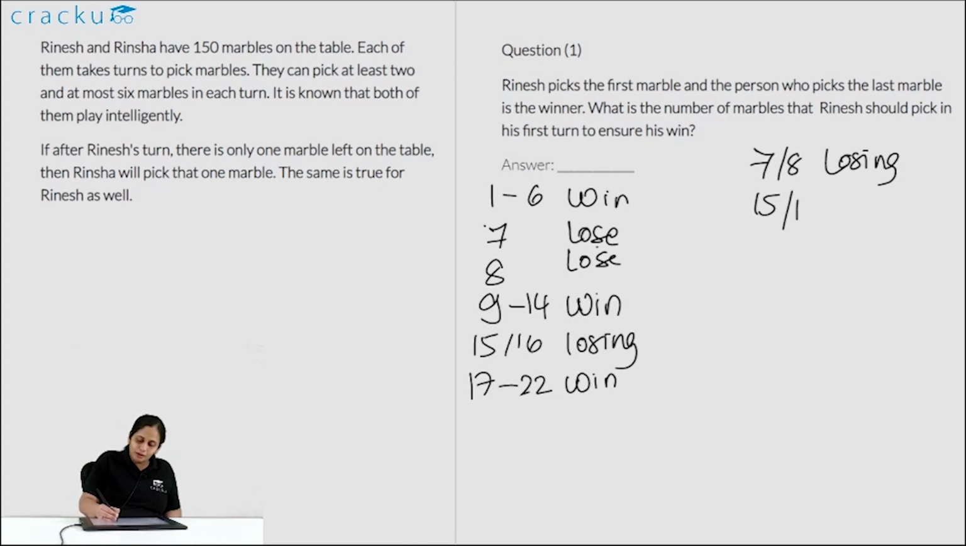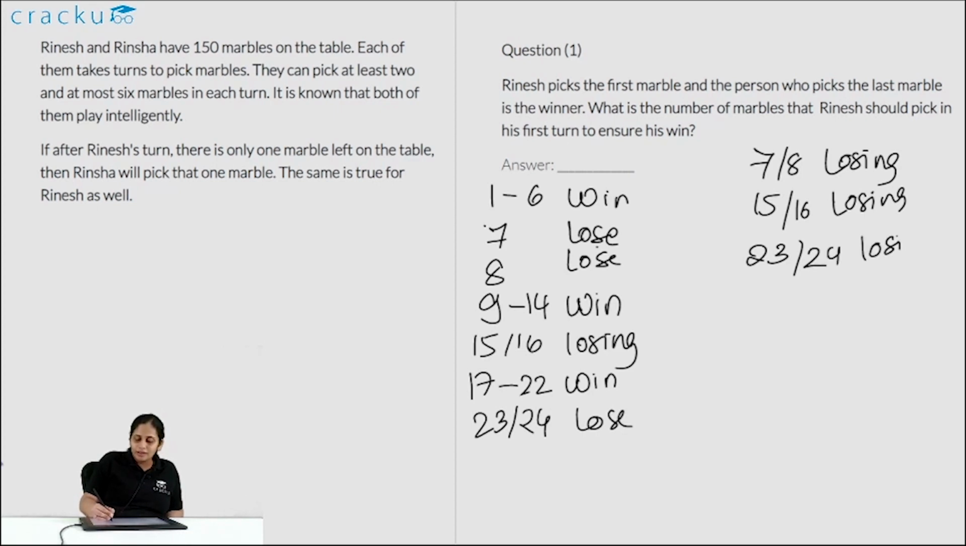15, 16 are losing positions. In this case, the next would be 23, 24. Okay, these are losing positions. So can you see a general pattern emerging? This is 8, 16, 24 as such. And this is basically of the general format 8x minus 1 and 8x. Whenever the number of coins on the table is of the form 8x or 8x minus 1, it is a losing position. Now Rinesh has to win.